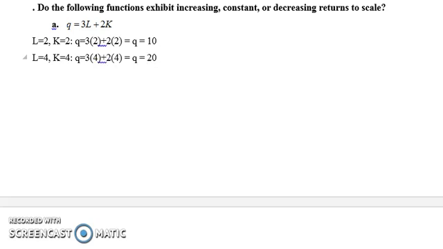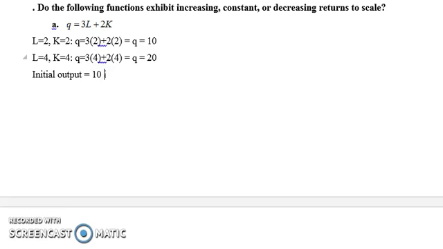Okay, so what's the answer? The initial output is 10 with labor and capital at 2. We doubled that, okay?